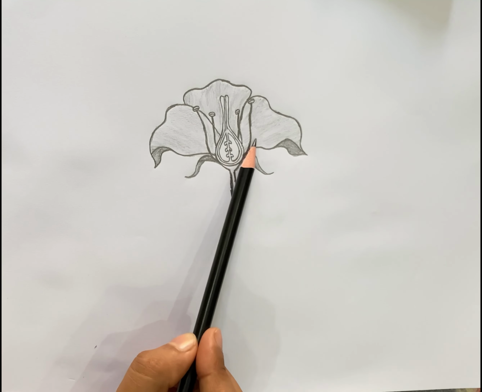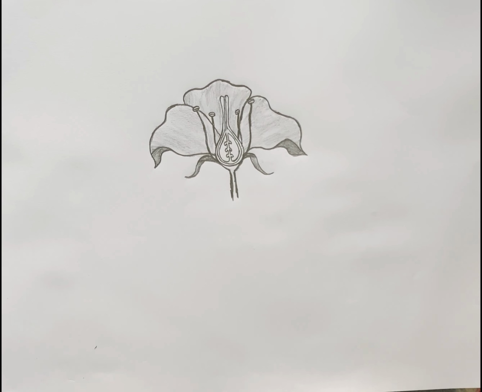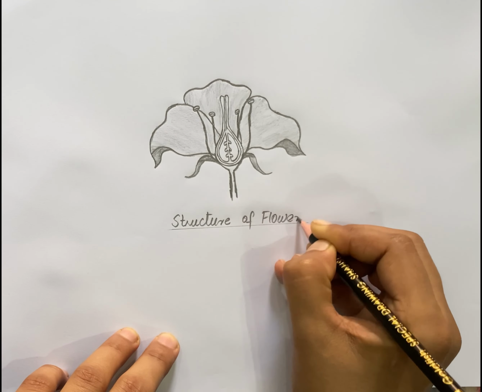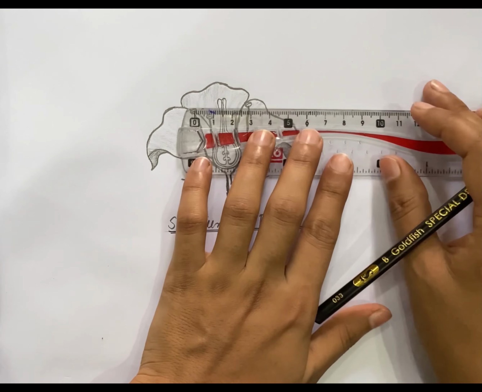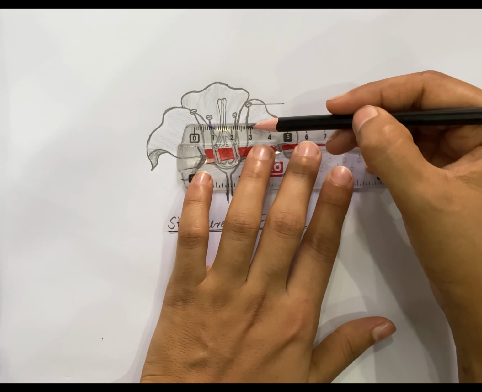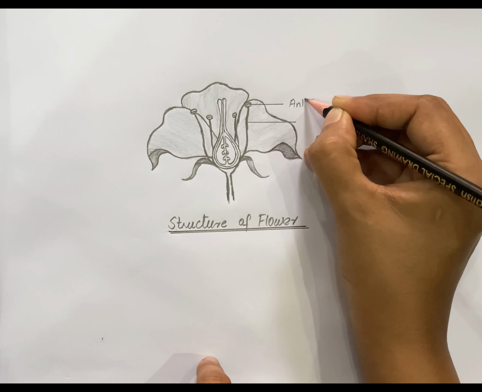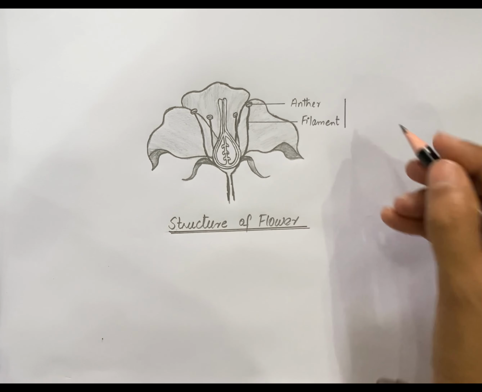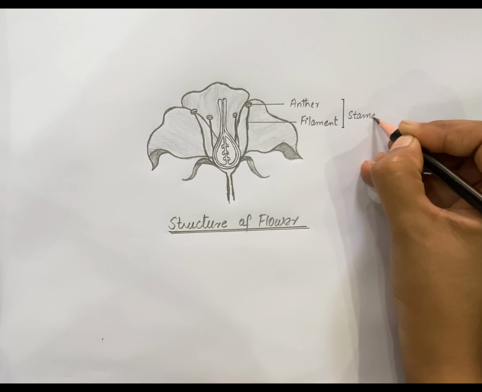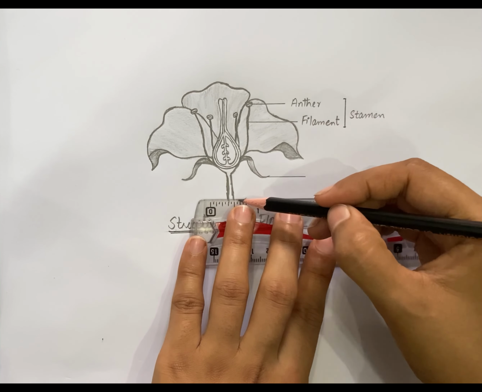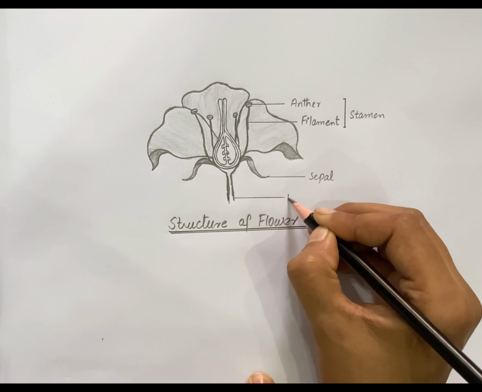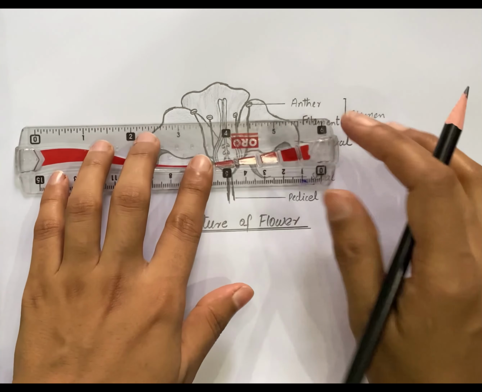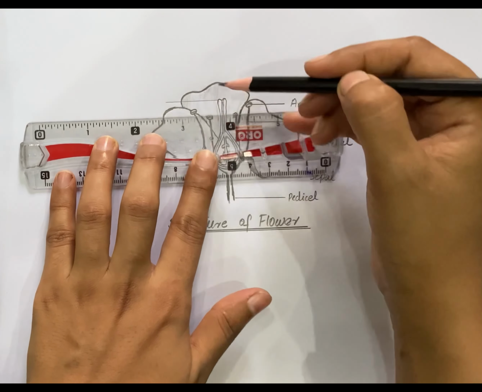So this is the complete diagram of the parts of the flower. So students, now I am giving the title and labeling. So these parts are the male reproductive part of the flower, anther and filament, and this is the stamen. This is the sepal and this is the pedicel, and this is the petal. I have drawn a few petals.